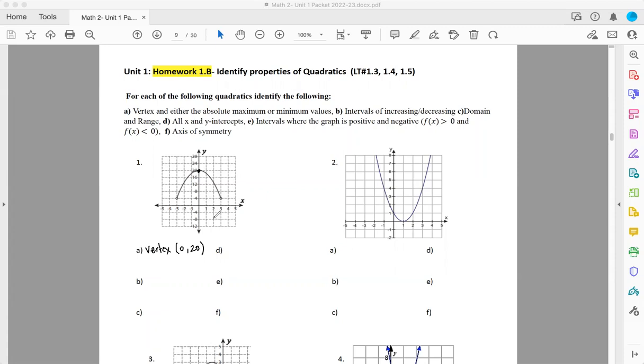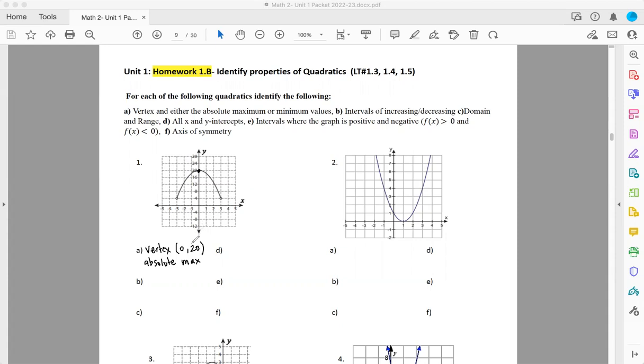By the way, we can add that the vertex here is an absolute max, right? It's the highest point. Remember, we talked about this in class, absolute versus relative max. Absolute is the really highest point on the graph. In this case, the vertex is the absolute max, the highest point.